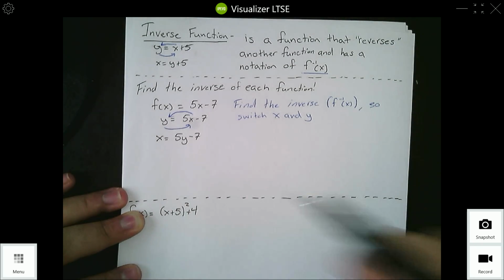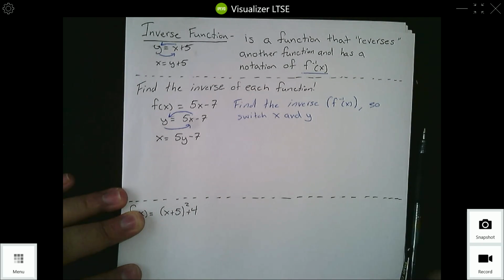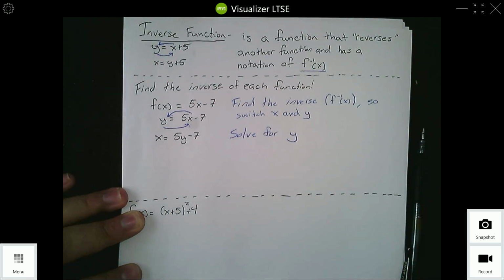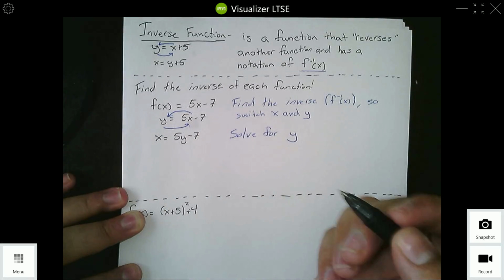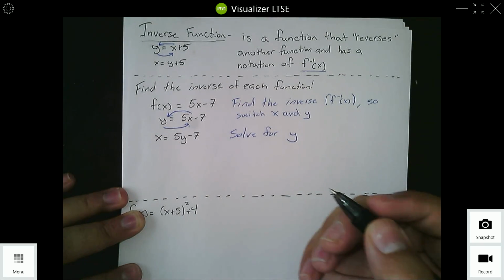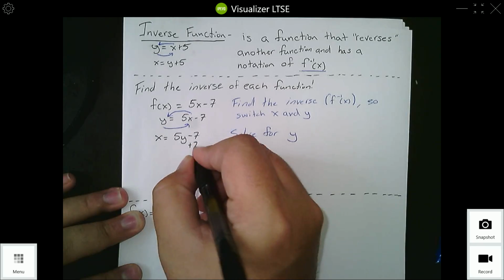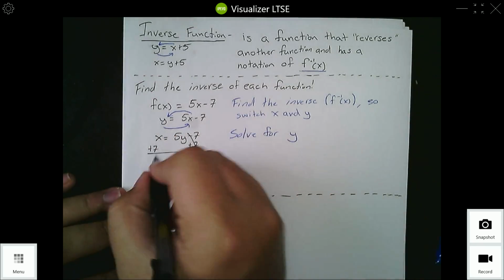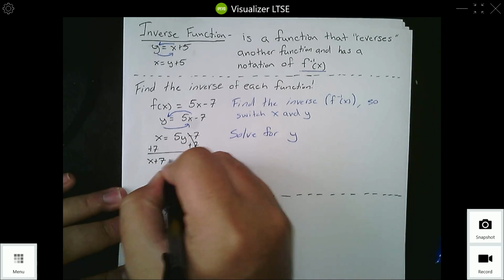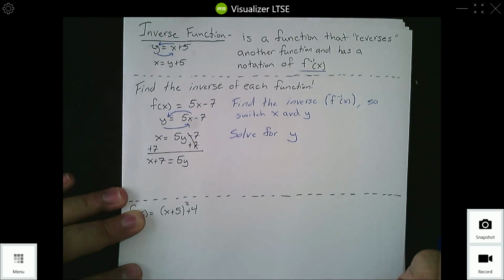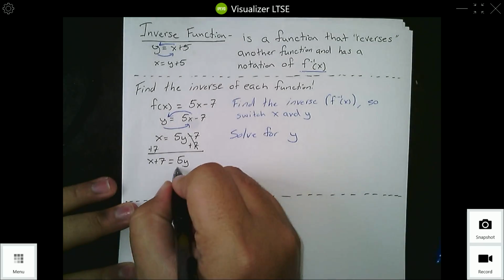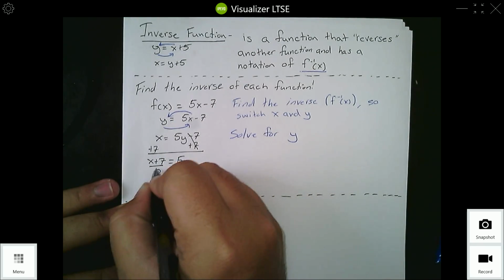Now, that's not our final step. We actually need to solve for y now. So we say solve for y, and that's our final step. First, we want to get y by itself, so I need to get rid of any addition or subtraction values attached to it. So we're going to add 7 to both sides. That goes away, and we're left with x plus 7 is equal to 5y. Now we're still looking to get y by itself, and since this 5 is in front of it, we need to get rid of it. So I need to divide by 5 on both sides, and divide it into everything.